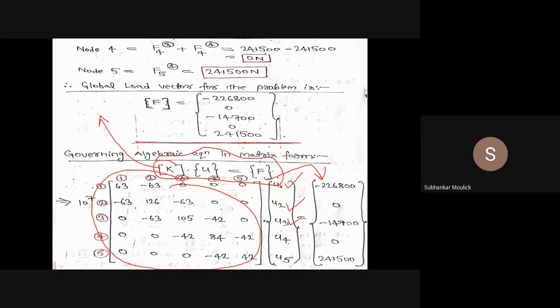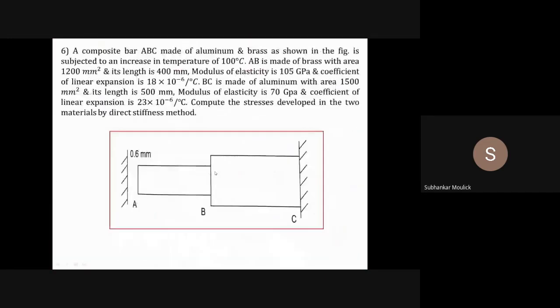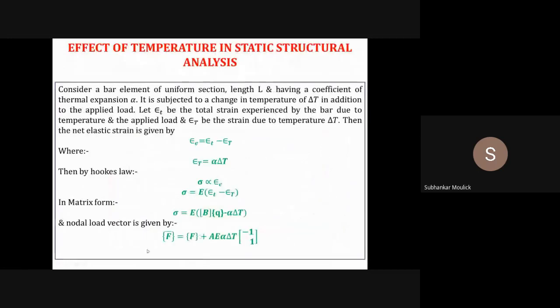Now, since the problem is a composite problem, first we have to find out how much force is exerted by each element. For that we can use the equation I have told you just now, that is f bar is equal to f plus A E alpha delta T times the 2 cross 1 matrix minus 1, 1. This we will apply for each of the elements to get the nodal force value. So let us find out.